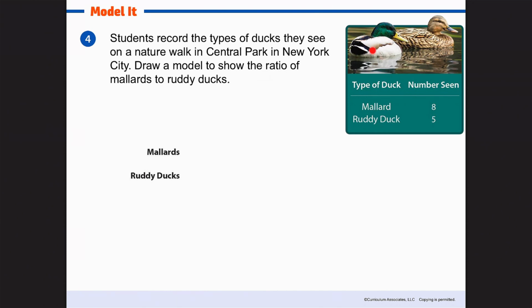So a mallard is this one, a ruddy duck is this one. I'm just going to use circles and squares. I'm going to use squares for mallards and circles for ruddy ducks, just so I have a key and I know what I'm doing. It says that I need 8 mallards. So 1, 2, 3, 4, 5, 6, 7, 8. So I've done my mallards. Now I'm going to move on to my ruddy ducks. I should have 5 circles. 1, 2, 3, 4, 5. So now I have modeled my ratio.